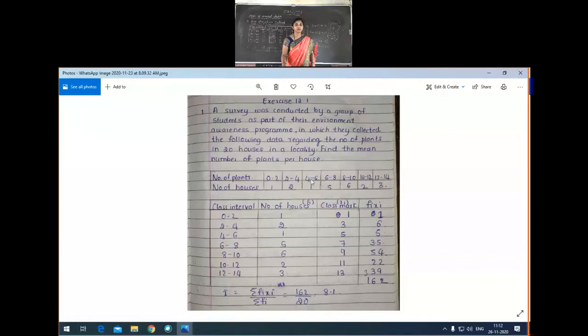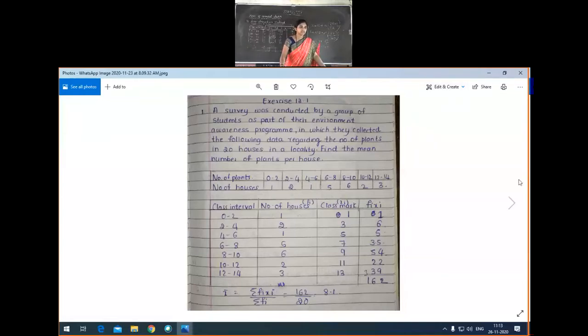Here they have given the number of plants in the form of class intervals and number of houses. We are discussing only the direct method because that day's homework was given on the basis of the direct method, so all the questions are solved by the direct method. But you can solve the problem by any method, students. Now you have to find the class mark, then the fi xi column. When we add fi xi, we get 162. Then x bar is equal to sigma fi xi divided by sigma fi, that is 162 divided by 20, which is equal to 8.1. Got the idea of this problem, students? Yes, this is the first question.